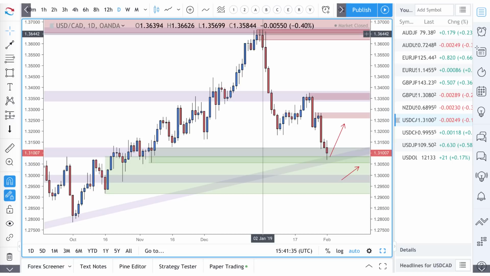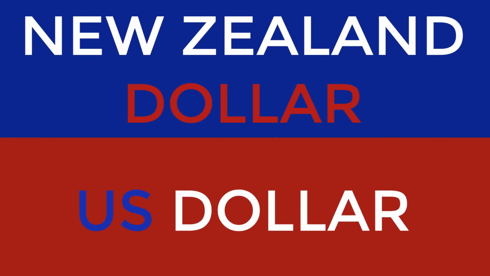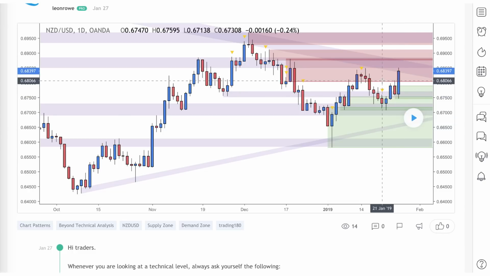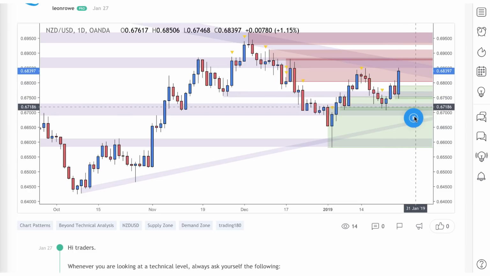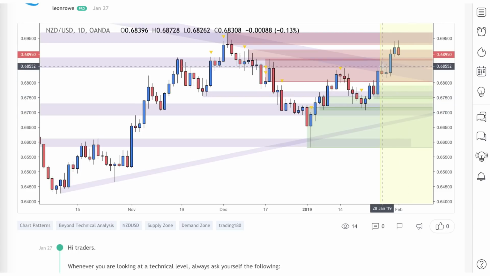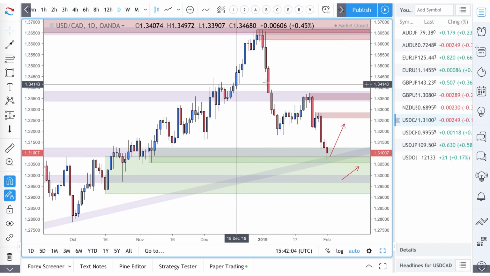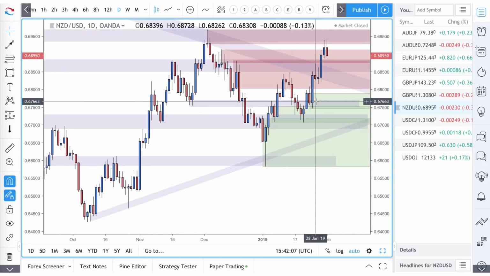Moving on to the New Zealand dollar, US dollar. Again, last week we had some New Zealand strength come into the market. Here we go. There was an opportunity to get short right here, and then prices eventually went higher, now creating another pin bar type candle. We're at the top of this range, which is what I actually look for when I trade.